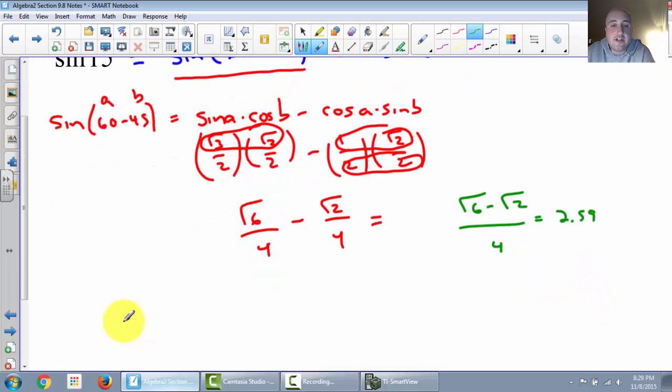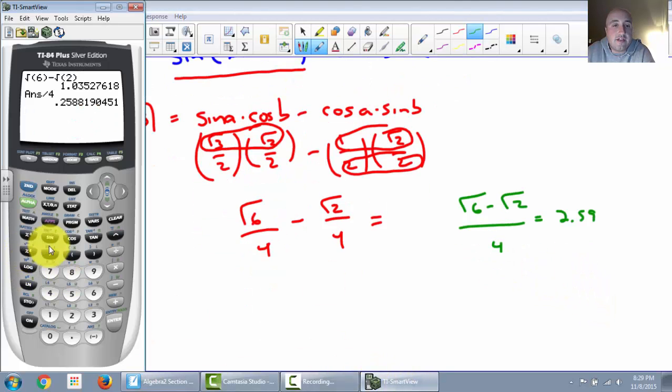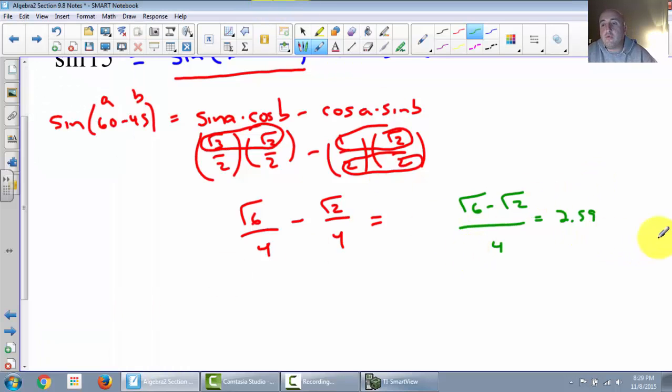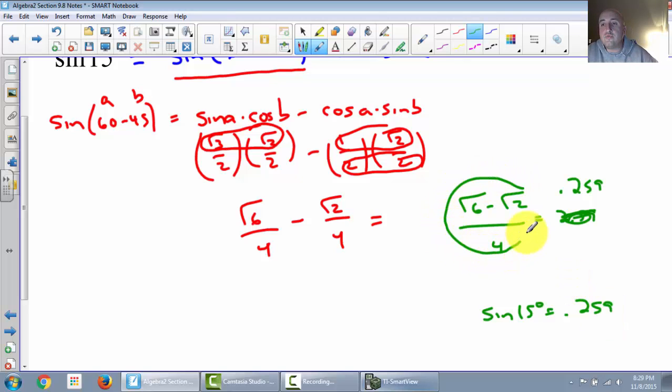How can I make sure it's right? Well, I can just do sine of 15, because that's what we're trying to figure out. Sine of 15 degrees is, oops, I wrote it wrong, it's actually 0.259, not 2.59. And if you do just sine of 15 degrees, you get the same thing. So we know we did it correctly. All of that is equal to root 6 minus root 2 over 4.